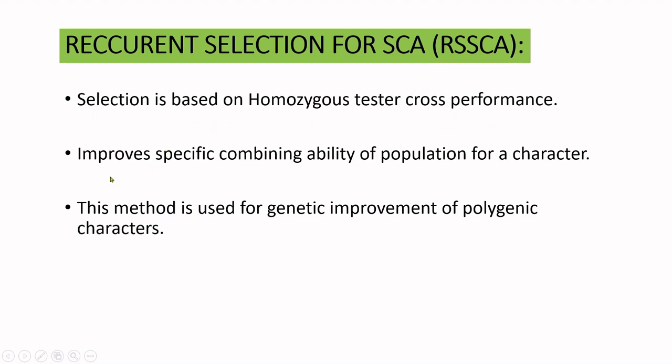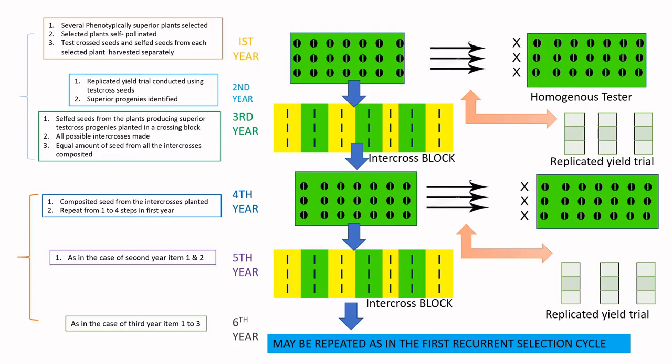Next is recurrent selection for specific combining ability. Selection is based on homozygous tester cross performance. It improves the specific combining ability of a population for a character. This method is used for genetic improvement of polygenic characters. In this, it is much similar to the procedure of recurrent selection for general combining ability. The only difference is the use of a homogeneous tester instead of a heterogeneous tester. As we have already studied, homogeneous testers are narrow genetic base testers, and this is to estimate the specific combining ability when we do replicated yield trials.